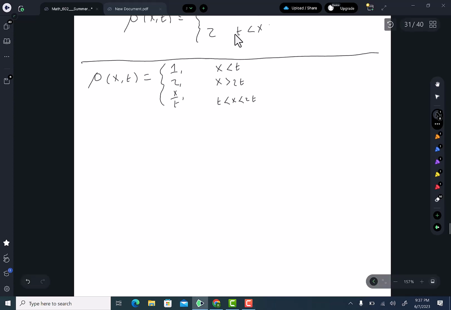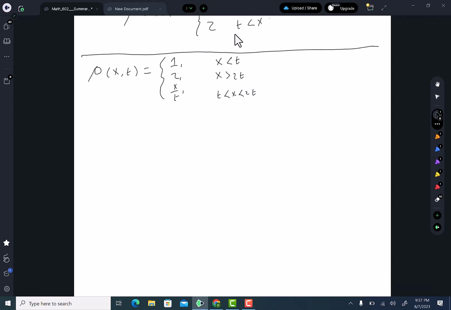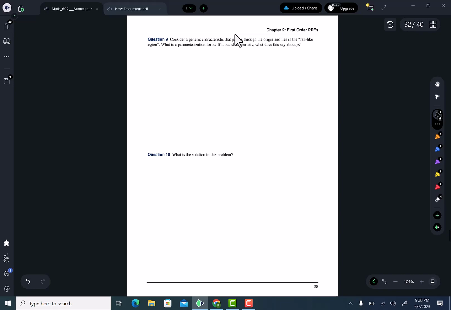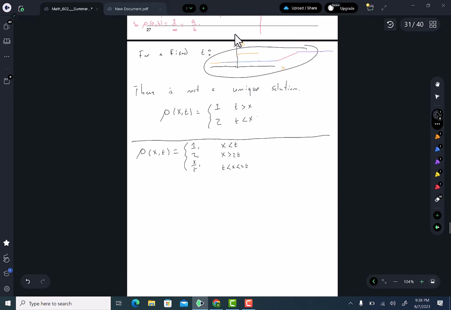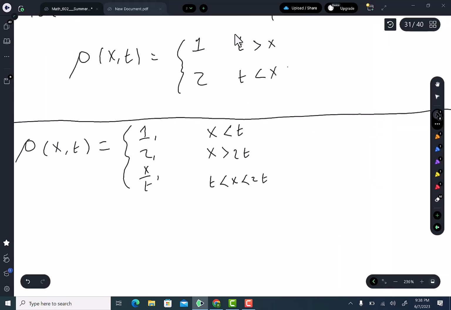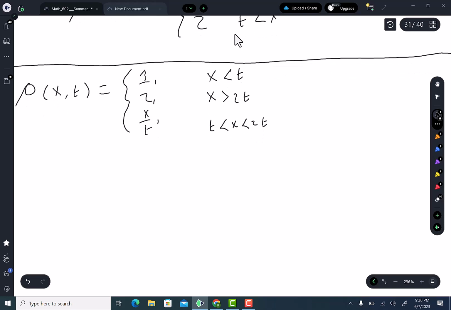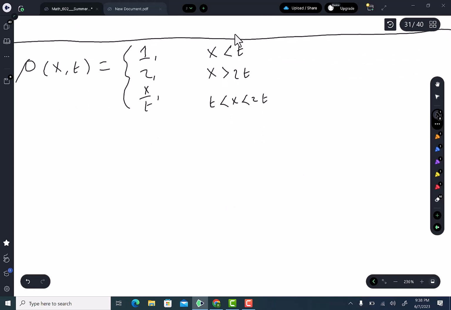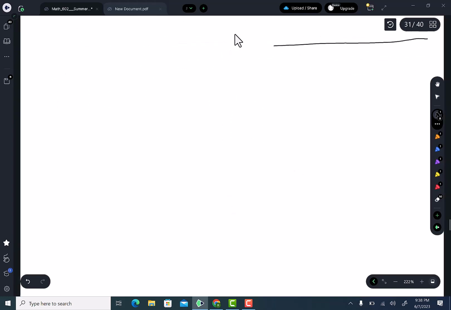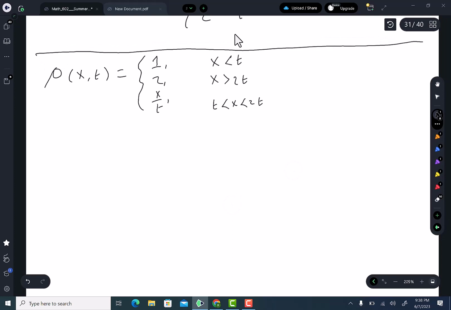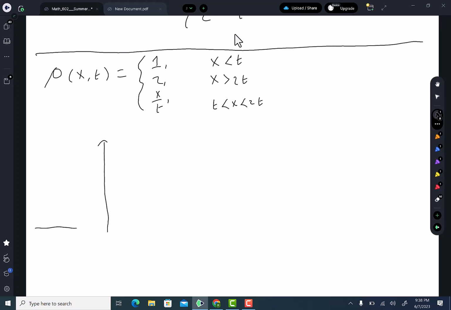Okay, so I just want to talk a little bit about the solution. So the solution rho of x,t is going to be 1 when x is less than t, 2 when x is greater than 2t, and x over t otherwise. And I just want to sketch a few of the solution curves just to give an idea of how this evolves as time goes on.